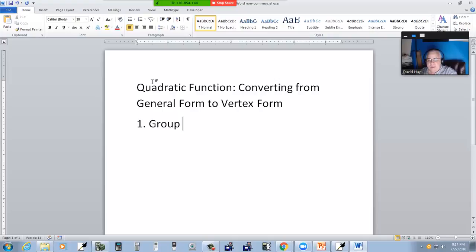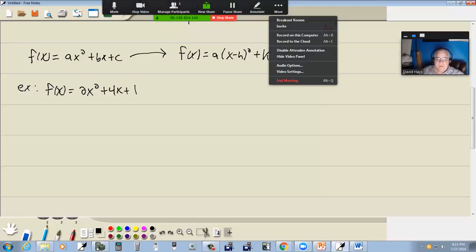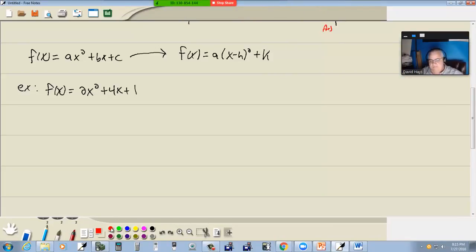Step 1, group the x's together and the number by itself. Okay, so step 1. Got f of x equal to 2x squared plus 4x plus 1. When I say group the x's together, I'm talking about terms that have x's in them. So we're going to group those two together, and I'll group this one together.